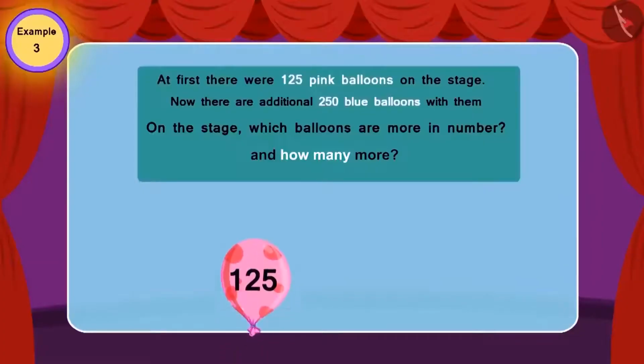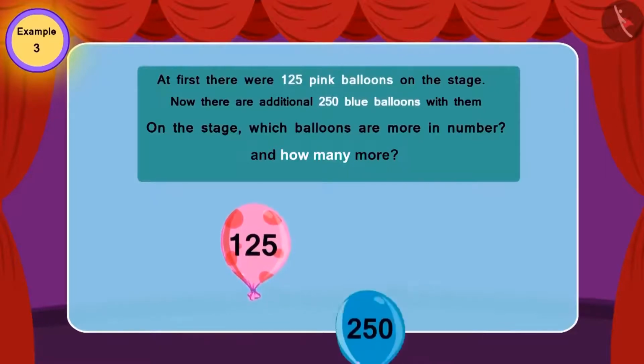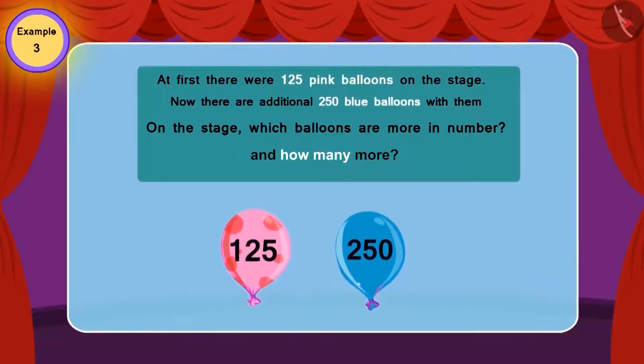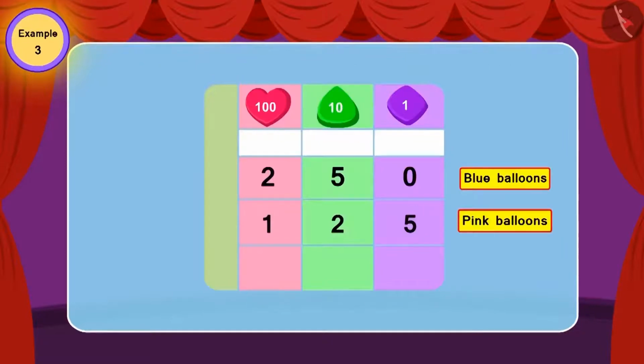At first, there were 125 pink balloons on the stage. Now there are additional 250 blue balloons with them. Which balloons are more in number on the stage? And how much more? Children, can you find if in this question we should use addition or subtraction?